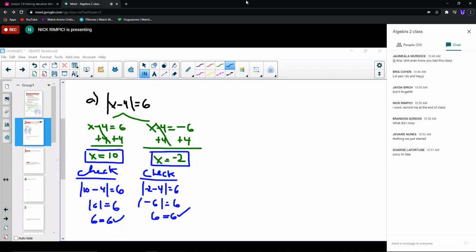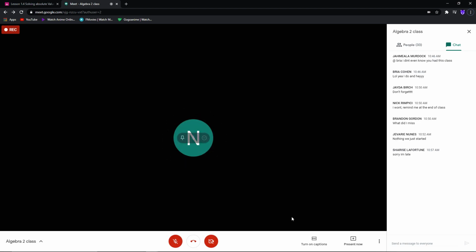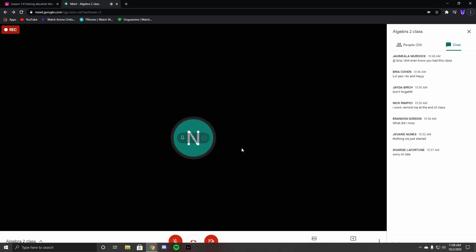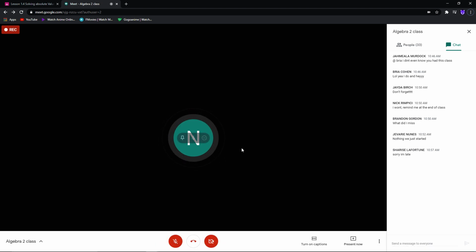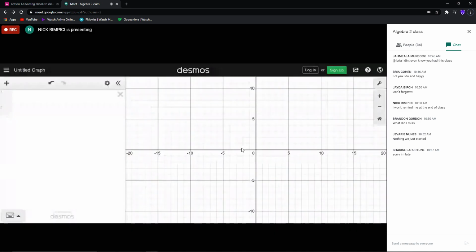Okay. Let's just do this problem another way. Rather than do it algebraically, we're actually going to look at it graphically. Let me just go to Desmos and take a look. This is much faster than what I did, but remember, you want to know how to do things algebraically too. So the question was the absolute value of x minus 4 equals 6.